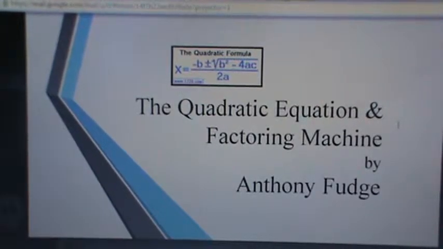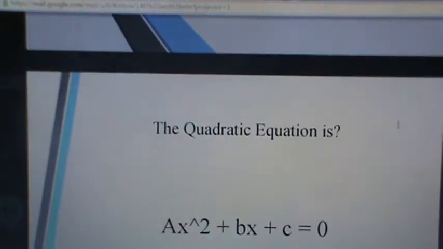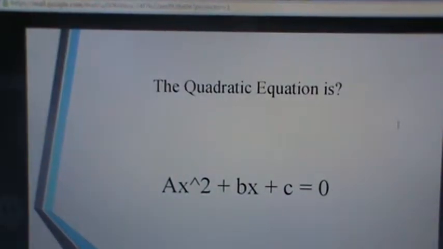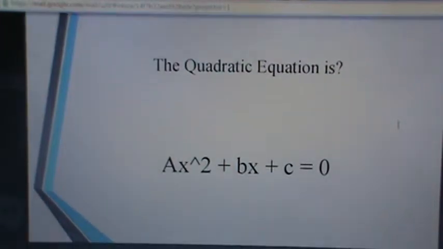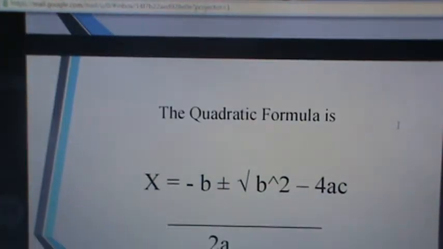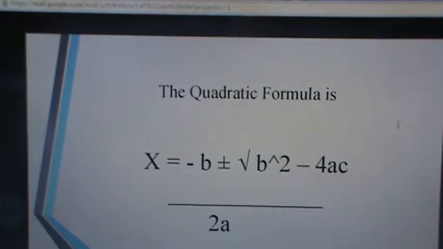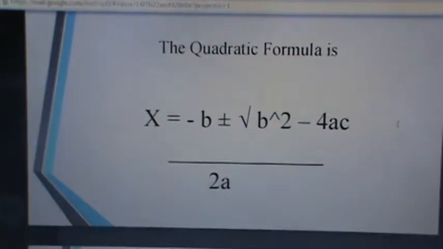This is the quadratic equation and factoring machine by myself, Anthony Fudge. The quadratic equation is ax squared plus bx plus c is equal to 0. The quadratic formula is x equals negative b plus or minus the square root of b squared minus 4ac divided by 2a.